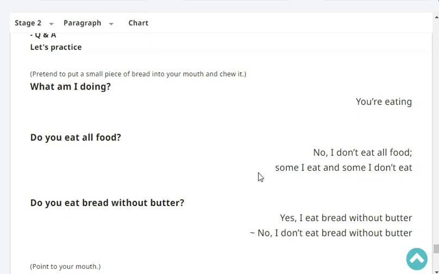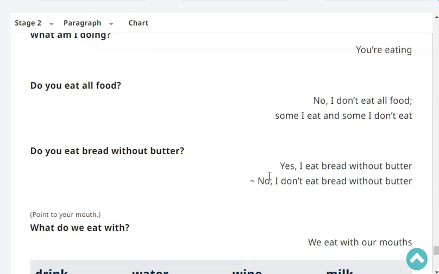You're eating. Do you eat all food? No, I don't eat all food. I eat some food, and some I don't eat. Do you eat bread without butter?